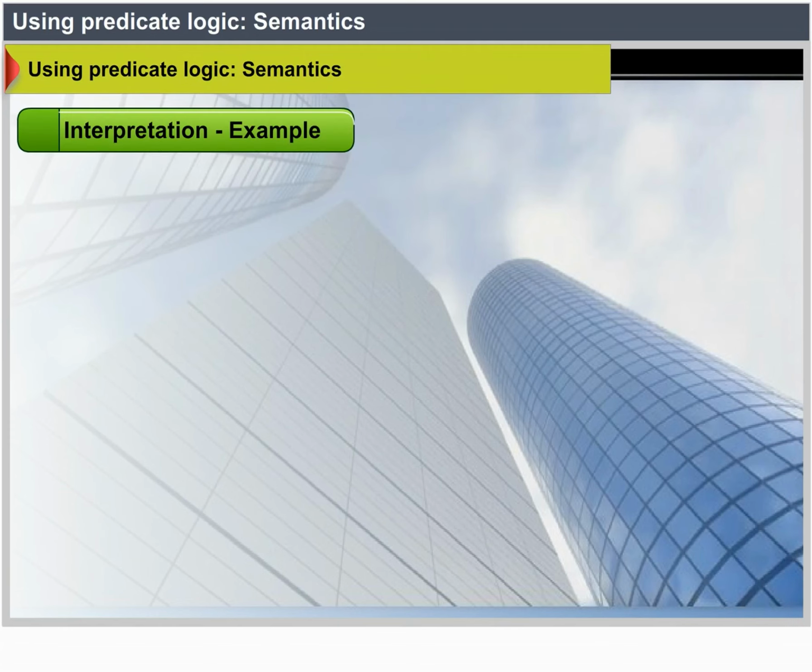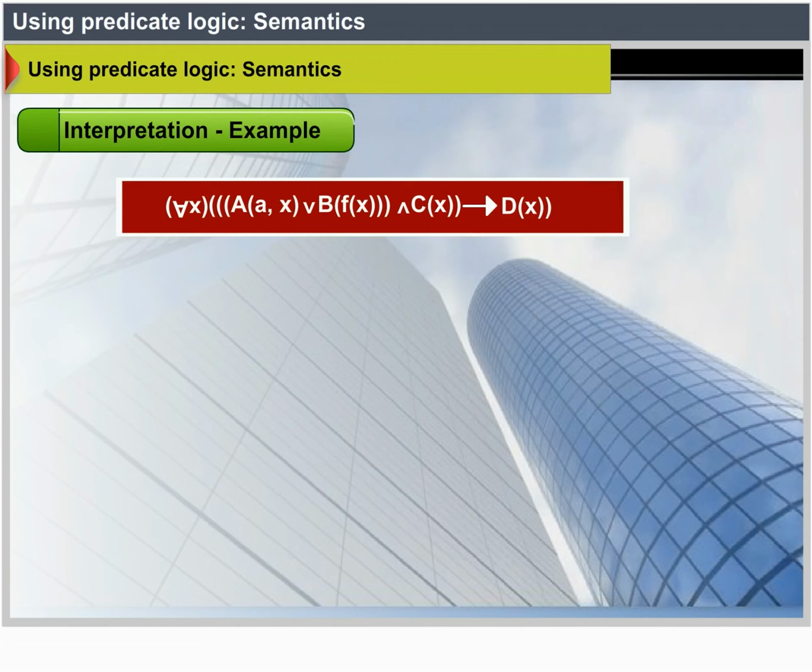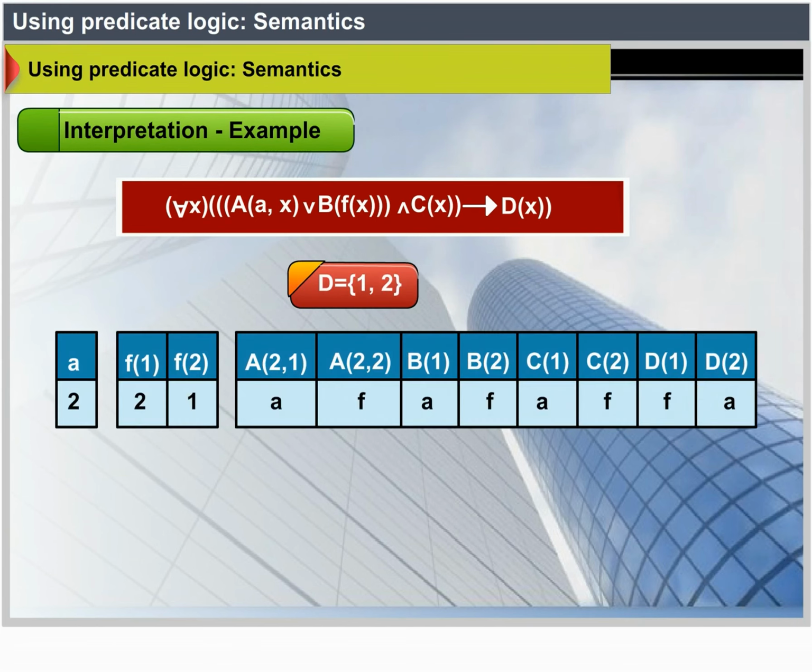Interpretation, example. For all x, (a(x) or b(x)) and (f(x) and c(x)) implies d(x). D is equal to {1, 2}. X is equal to 1: A or F and A implies F. X is equal to 2: F or A and F implies A.